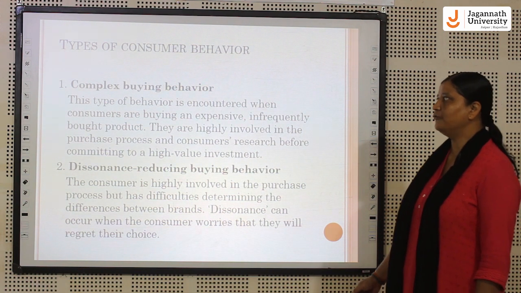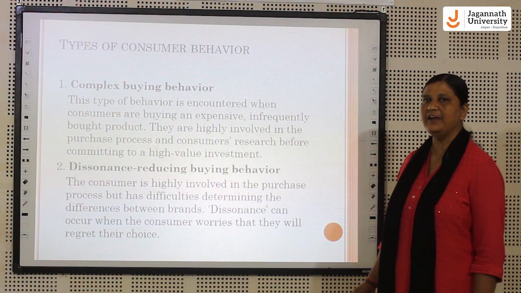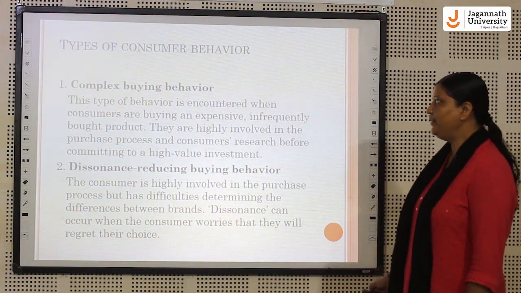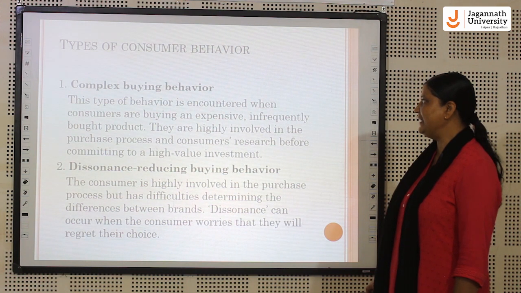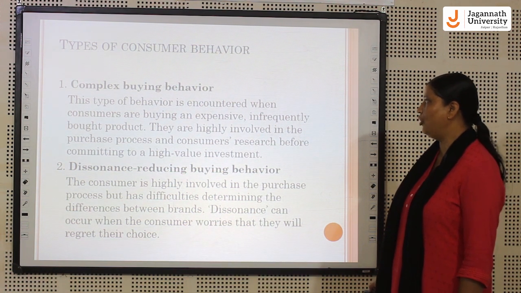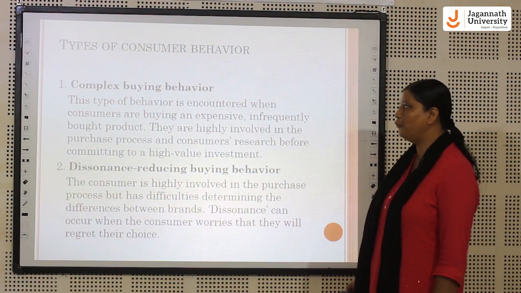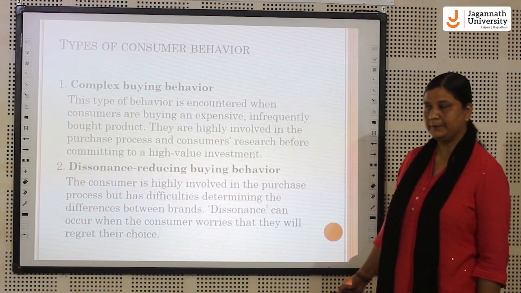There are 4 types of consumer behavior. Very first is the complex buying behavior. This type of behavior is encountered when consumers are buying expensive, infrequently bought products. They are highly involved in the purchase process and consumers research before committing to the high value investment.